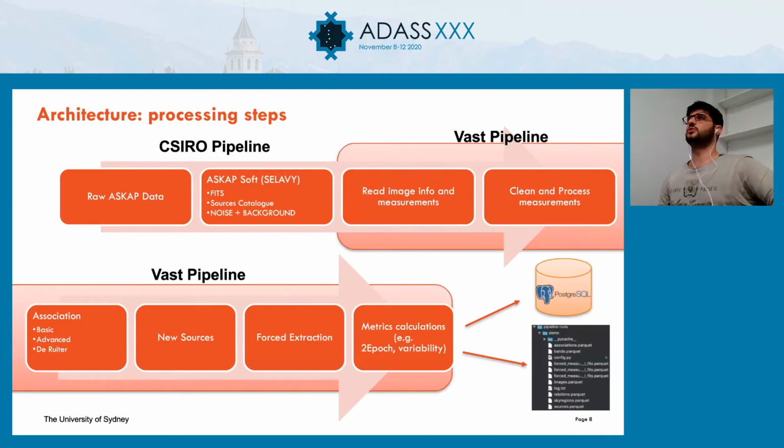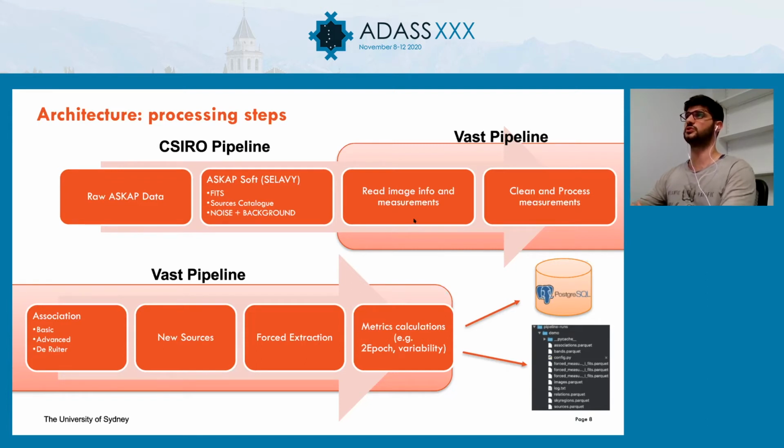Some of the steps we do: the pipeline itself doesn't have a source finder, because we plug in downstream from the CSIRO pipeline. CSIRO operates the ASKAP telescope and manages the raw data, the ASKAP raw data. So they give us essentially 4 files: the FITS file of the image, the source catalog with the measurements extracted from the images, and they use the Selavy source finder, the noise data and the background data.